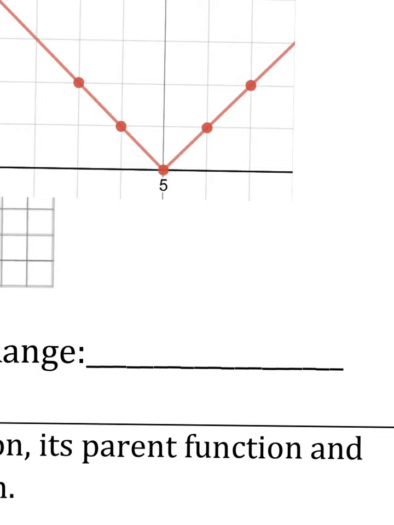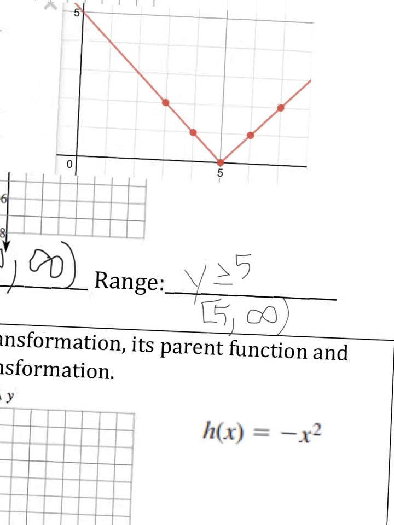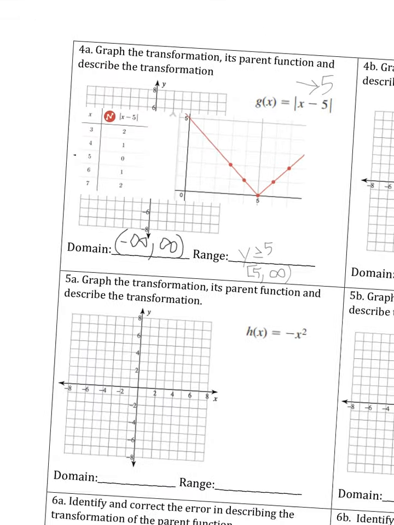So the range here is going to go from 5 and up. So y is greater than or equal to 5. Or start at 5, put a bracket, go up forever, put a parenthesis. Okay, moving on to number 5.